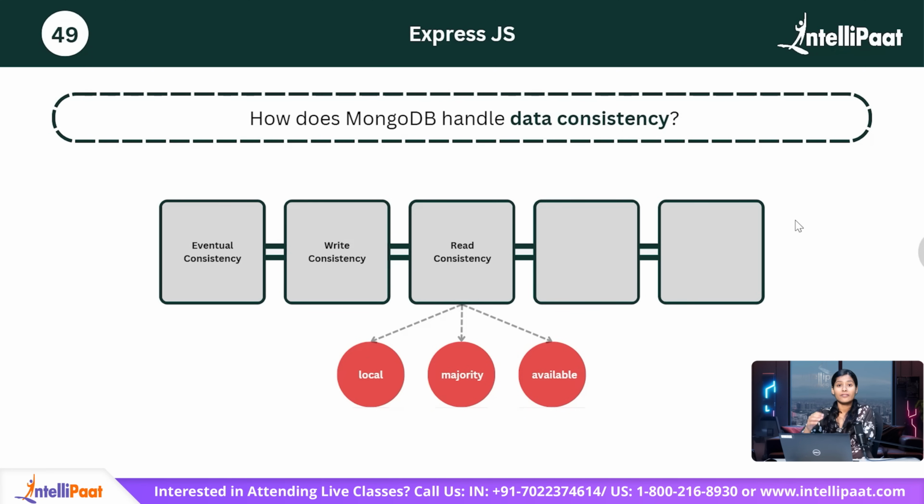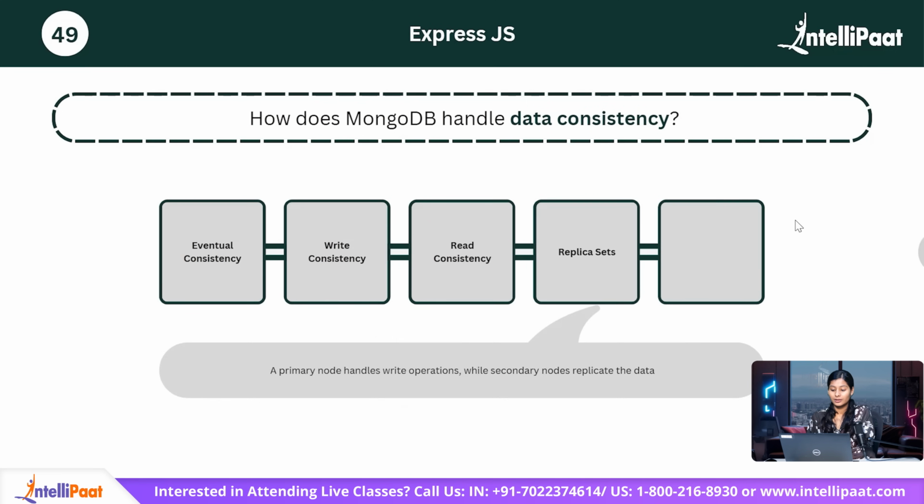Last, we have available. Available is reading the data from any node that is available, even if it might not be updated. Just take the value from there. Maybe there are some old values there which nobody has touched in ages. Then there is a very high chance that the data might not have been modified. So you can just take it from any node.